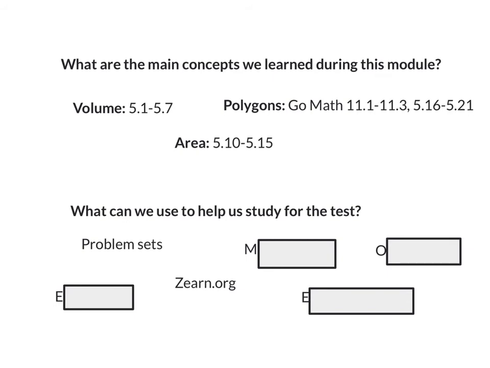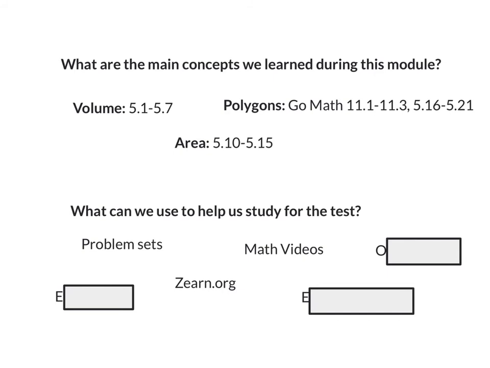Let's say you're not very good with polygons and you want to review polygons. Do you have to do all of Zern, or should you focus on lessons 16 through 21? Okay, so it's important to know which lesson is which so you know where to focus your efforts. What's another way we could study besides Zern.org or problem sets? Arvind? We could make a study guide. Okay, you could make your own study guide. But what resources would you use to make your own study guide? Okay, you could look at your math videos or your math notebook. Very good.